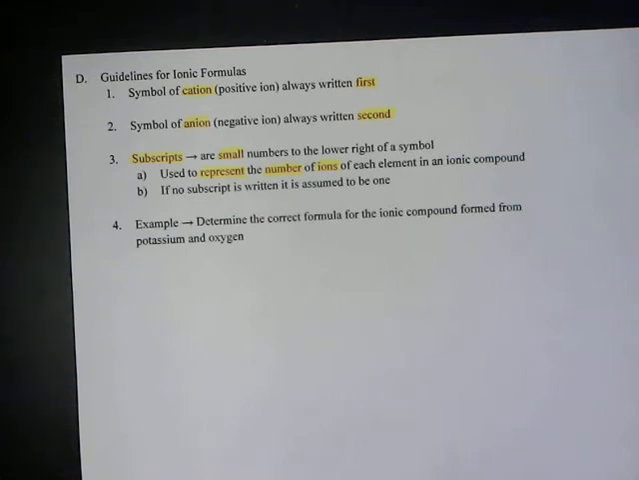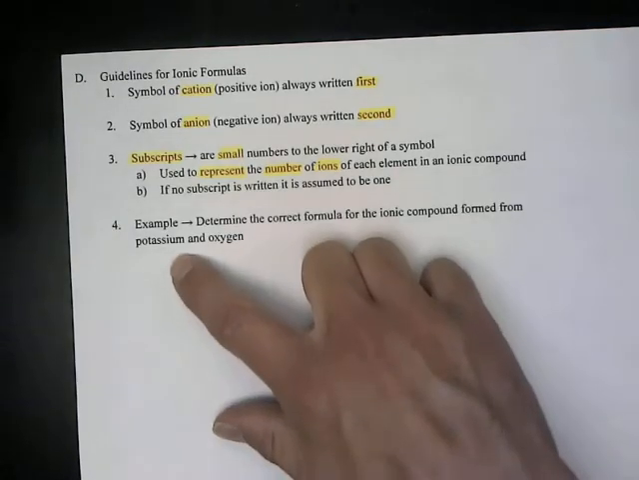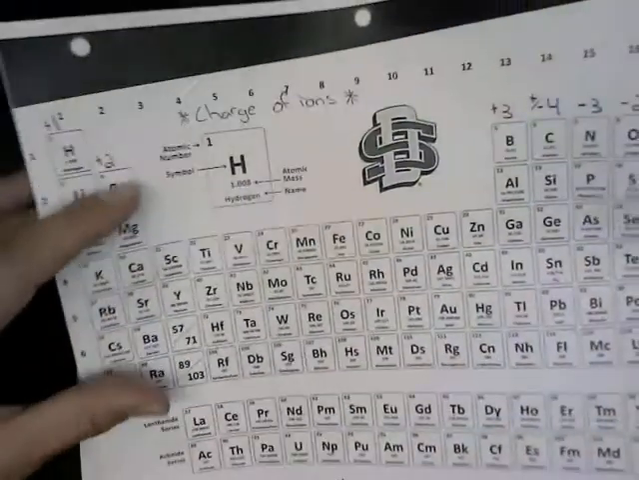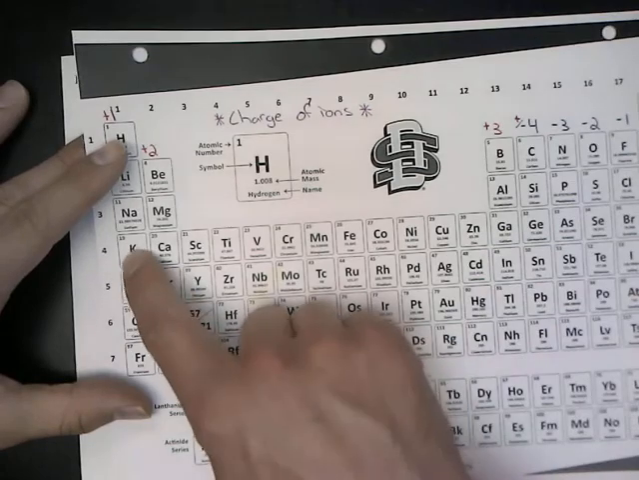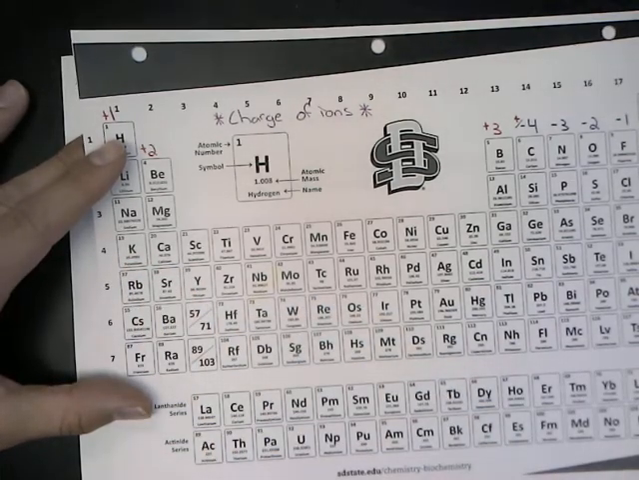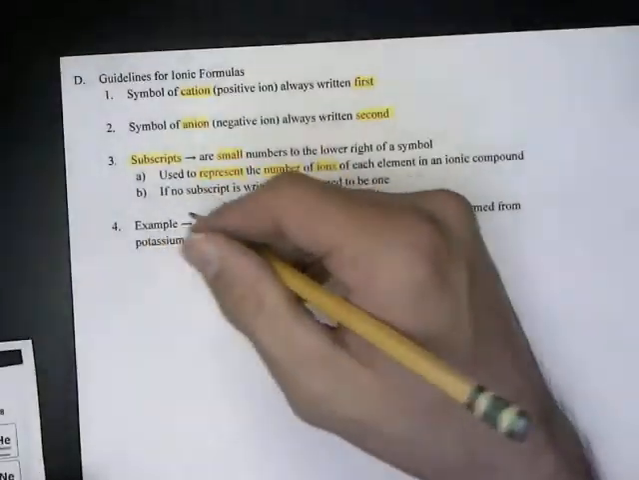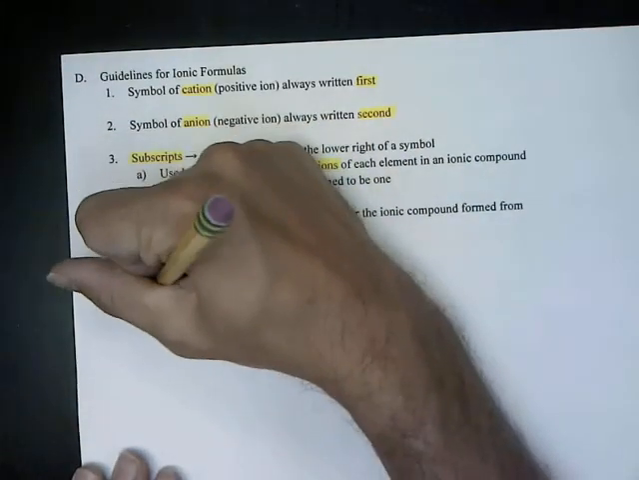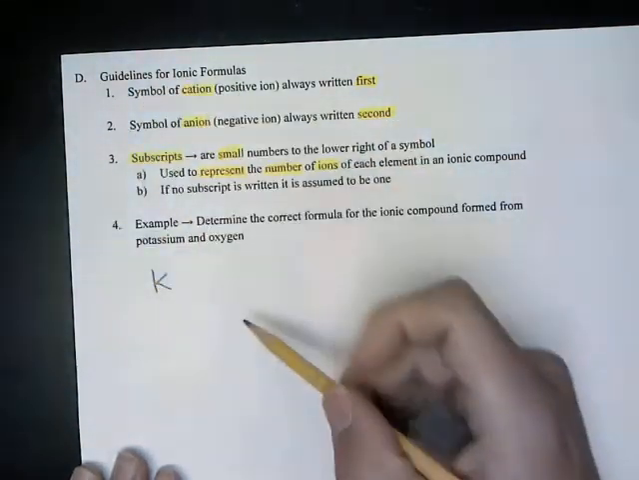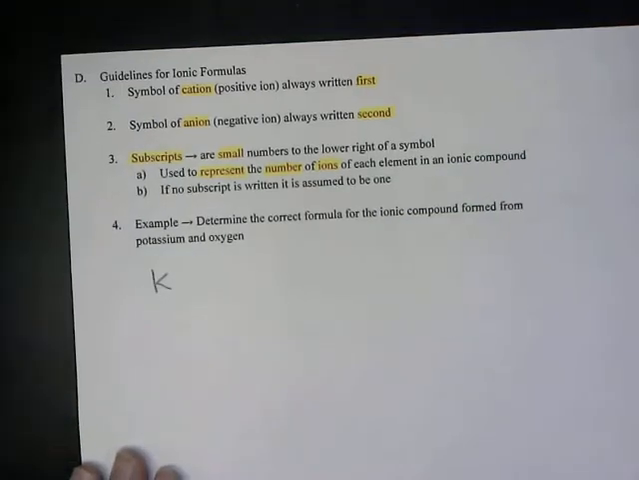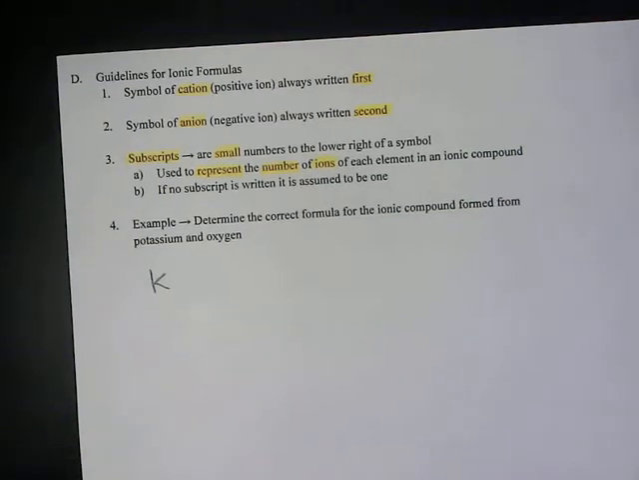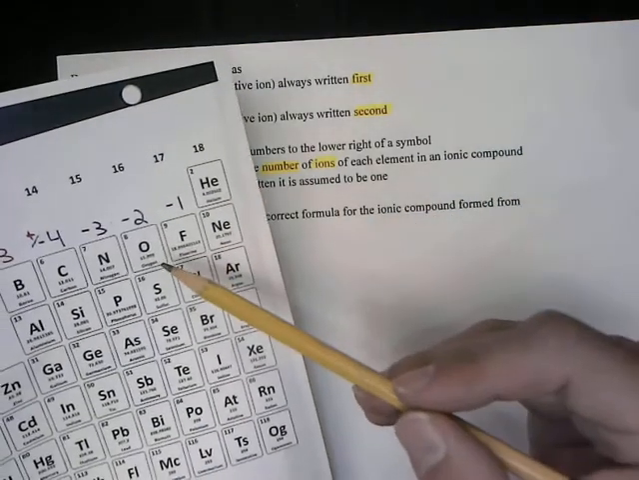So our example here is this. Determine the correct formula for the ionic compound formed between potassium and oxygen. The first thing that I'm going to do here is look up potassium, and I want the symbol for potassium. All right, well, I find it. The symbol is K for potassium, and I'm going to keep that periodic table handy because we're going to need it. And the next thing is I'm going to write O for our oxygen. Again, capital O represents the symbol for oxygen.